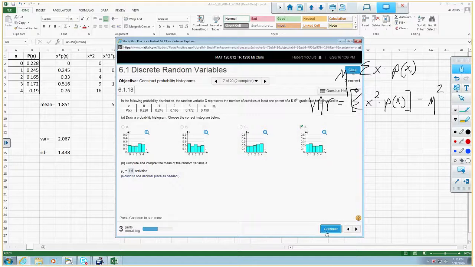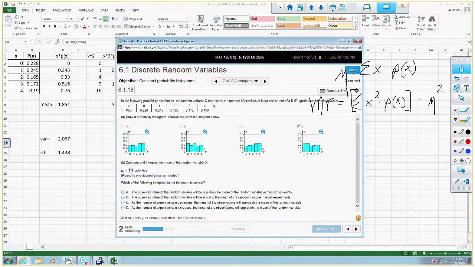What do they ask for next? Oh, we talked about that. The observed value will be less than the mean of the radius. It's going to be, let's see, the mean of the observation will approach the mean of the random variable. That should be your answer. I ain't worried about that.